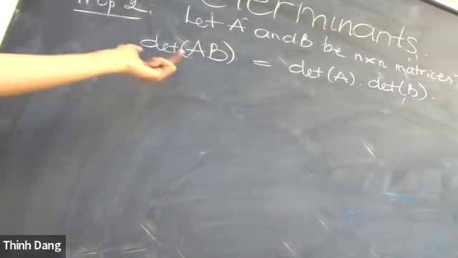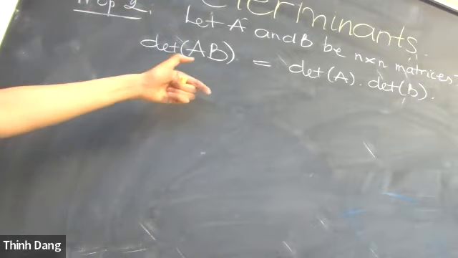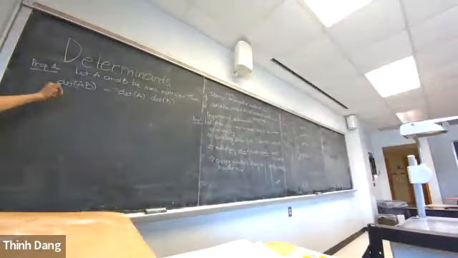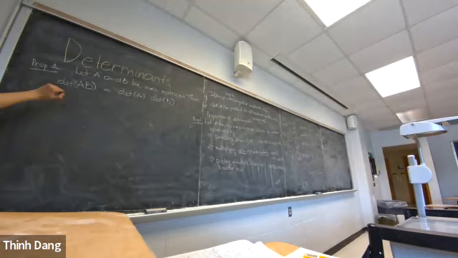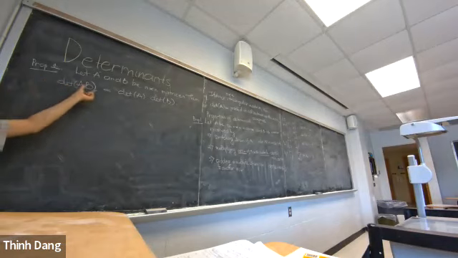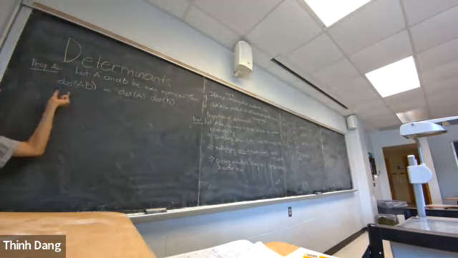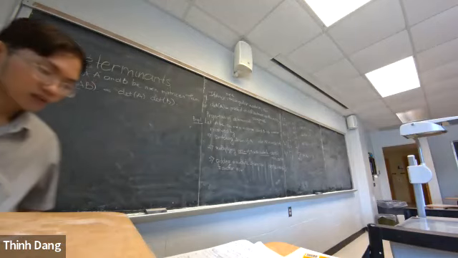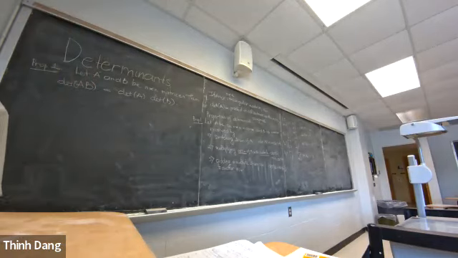Oh, this property is pretty useful, especially when you want to show or prove some theorem or some corollary about the determinant of the product of many matrices together. This property here is really useful. Okay. And once again, we are not going to prove this.